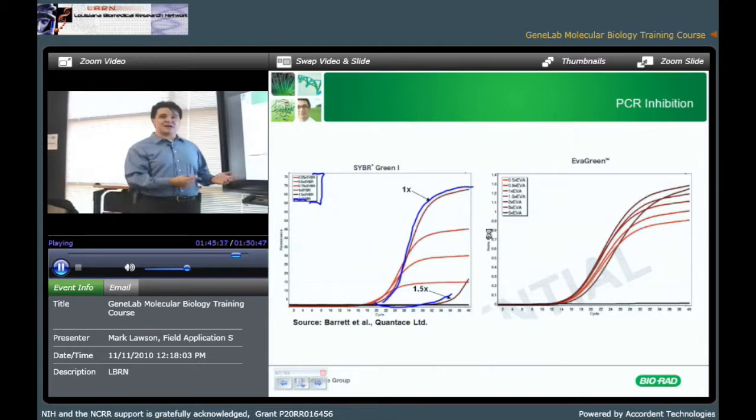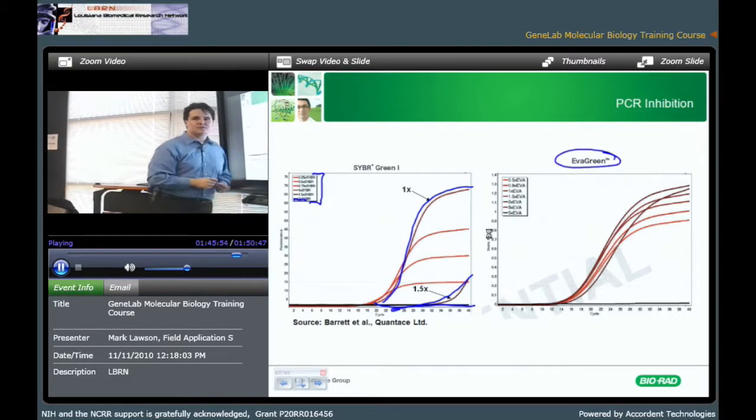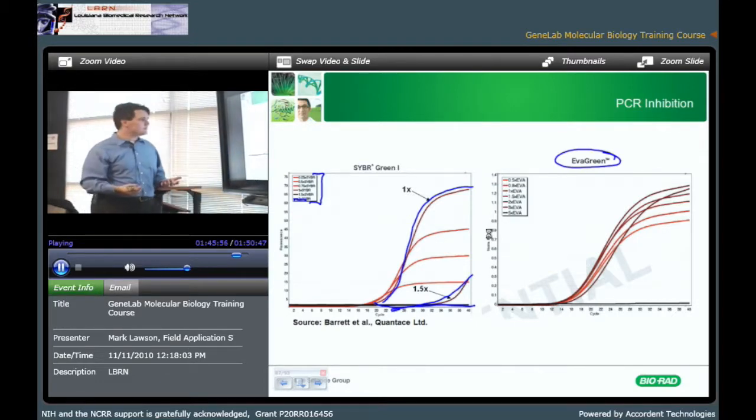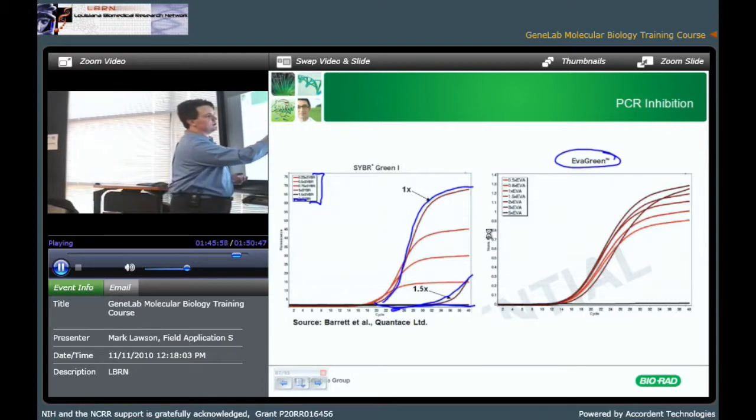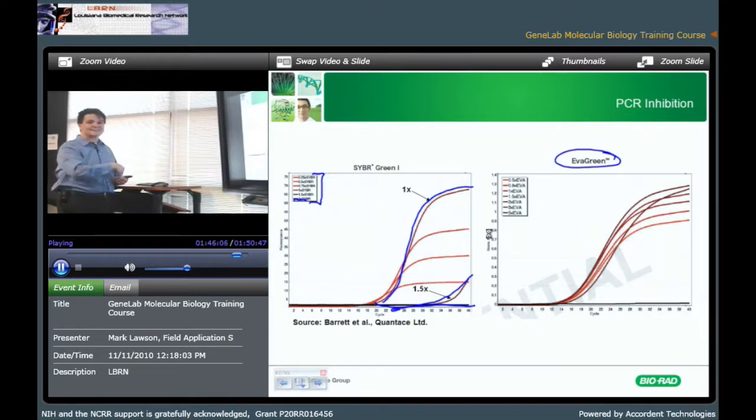And that limits some of the applications that we can do with Cyber Green. If we need a saturating level of dye, for example, for high-resolution melt curves, Cyber Green is incompatible with cycling. At the level we have to use it at, it's incompatible with cycling. Evergreen is less inhibitory, so we can use a much higher concentration. So what is 1x here would be several, 10x here. We can use a lot more of it without inhibition.